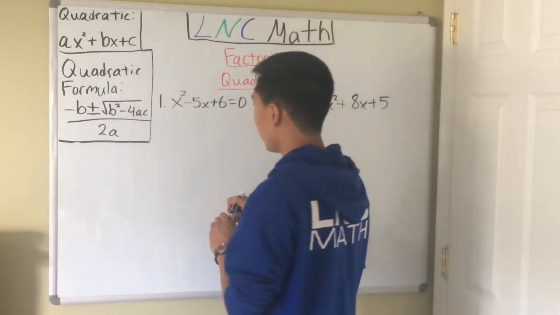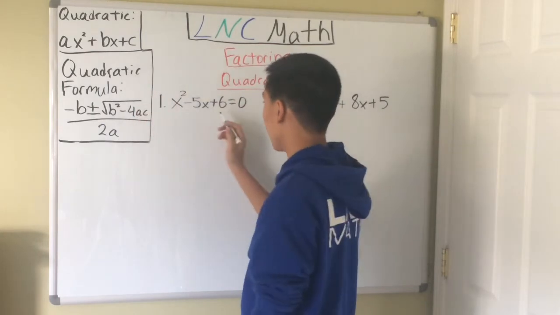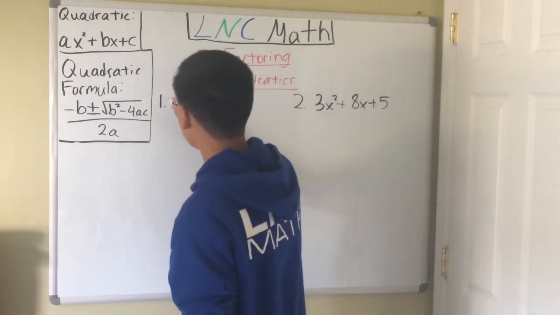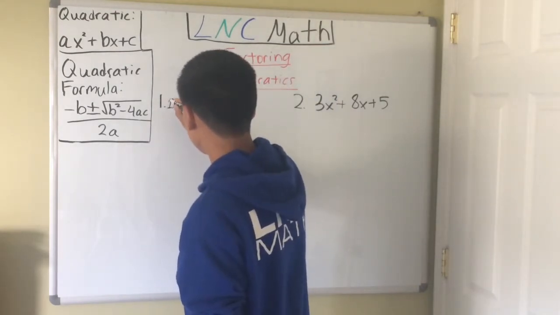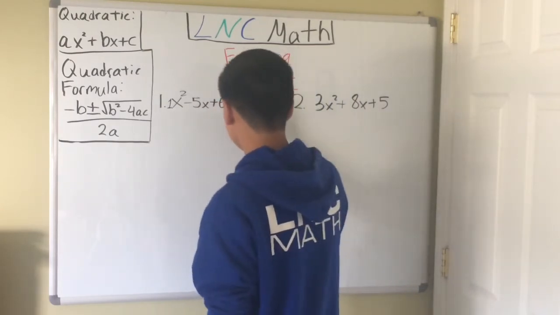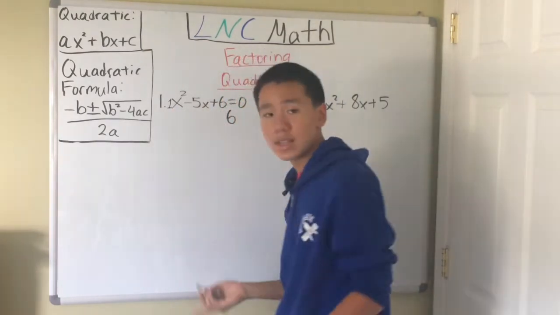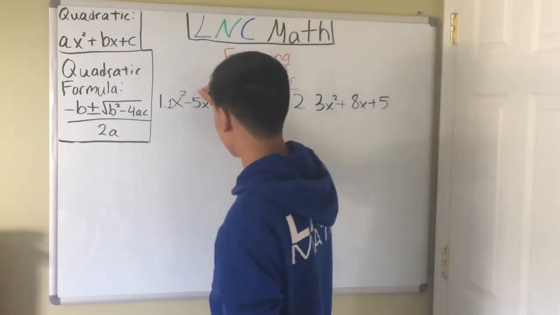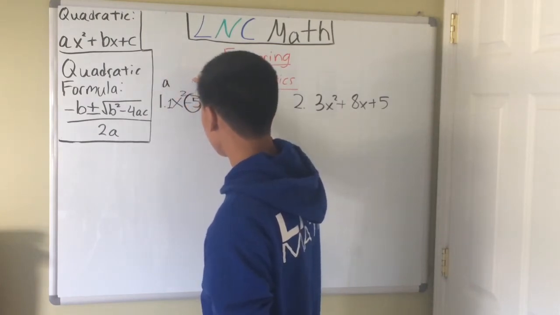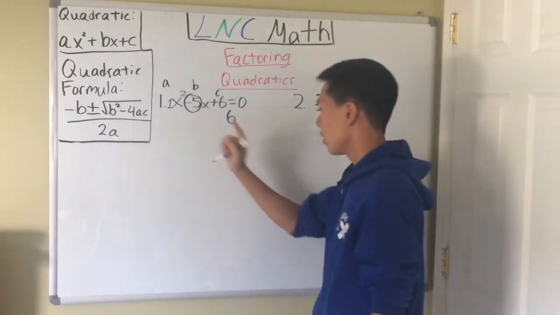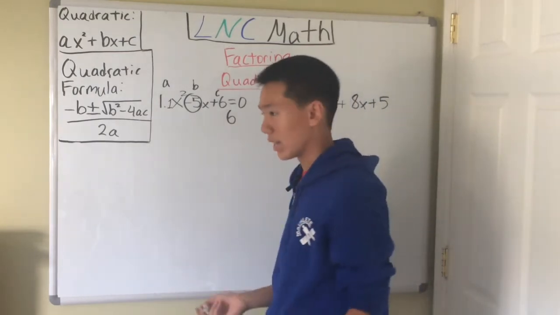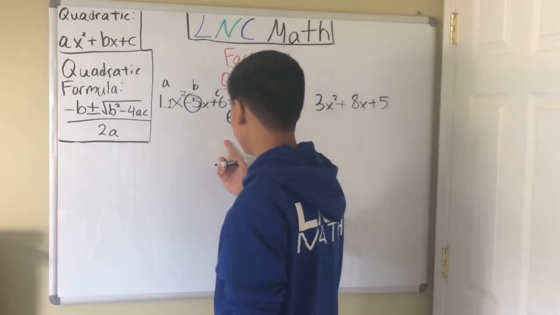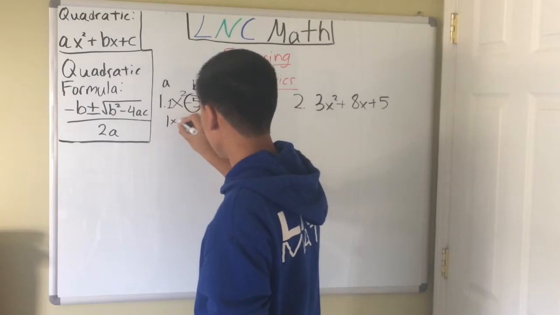So what we do is first multiply the a coefficient by the c variable. Since there's no number in front of the x squared, there's technically a 1, and then this is a 6. So a times c is 6. And then we need to find factors of 6 that add to a negative 5, the b coefficient. So a, b, c. So what are factors of 6? Remember, these could be positive or negative factors. So let's try 6. 6 is obviously equal to 1 times 6.